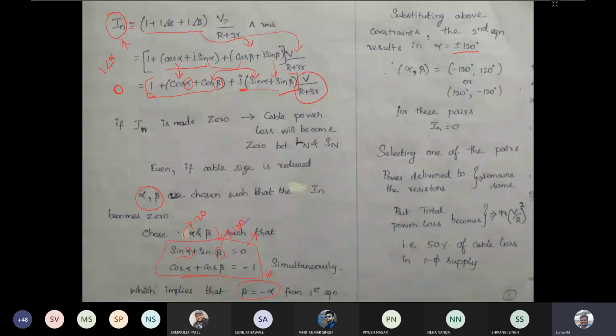So we are getting two values for alpha and two values for beta. If you choose alpha equal to plus 120, we will get beta as minus 120. If alpha is minus 120, then beta will be plus 120. So we will choose one value: alpha is equal to plus 120, and beta is equal to minus 120.